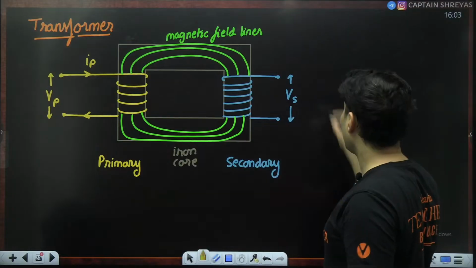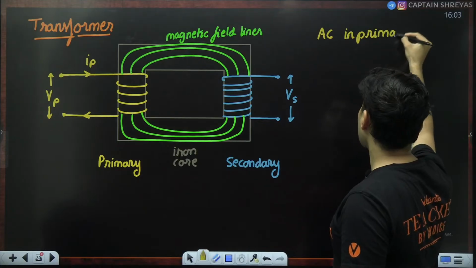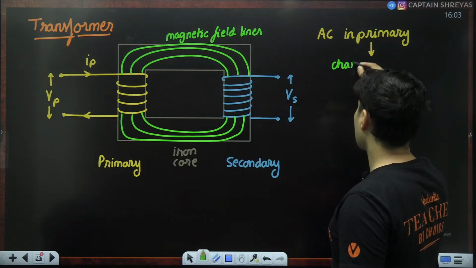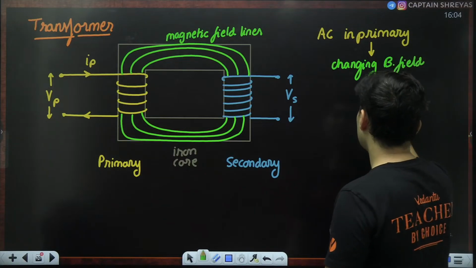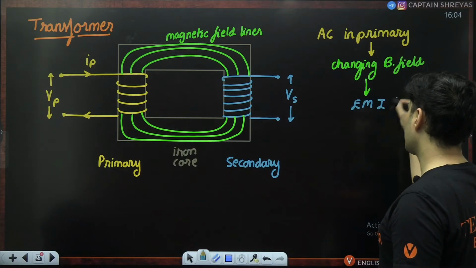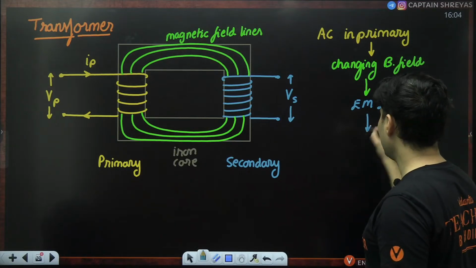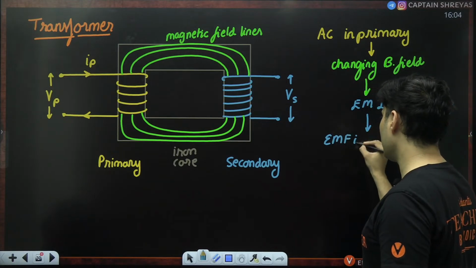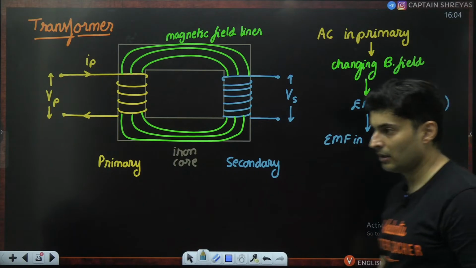So I can say an alternating current in the primary produces a changing magnetic field, which by the principle of electromagnetic induction, your Faraday's and Lenz's law, you will see electricity is induced. Yes, EMF is induced in the secondary coil. That is the principle of working.